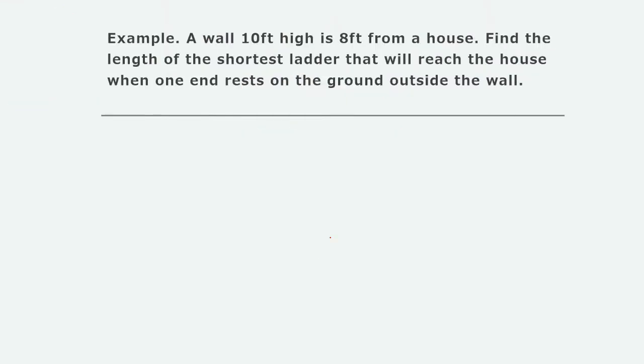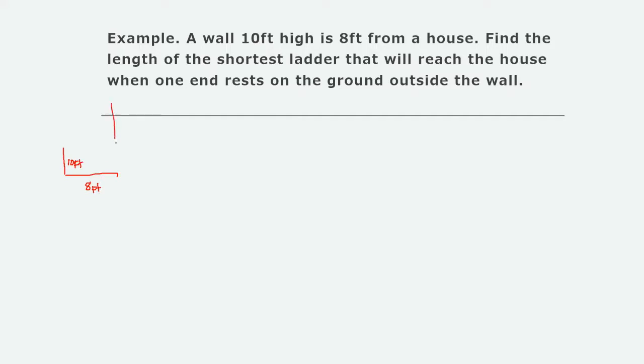Okay, so we have another example here. A wall 10 feet high is 8 feet away from a house. Find the length of the shortest ladder that will reach the house when one end rests on the ground outside the wall. So, materializing that example, let's say this is our 10 feet wall that is 8 feet away from the house. So again, this is 10 feet, and that is 8 feet away from the house.